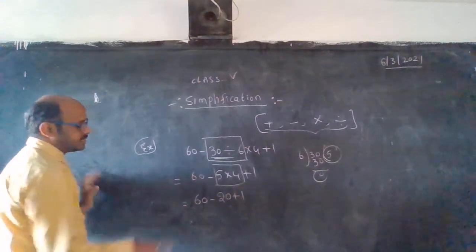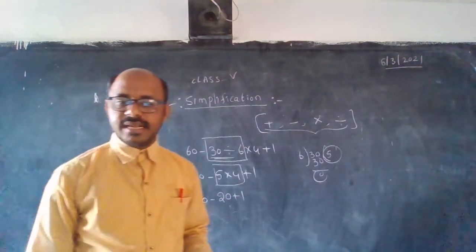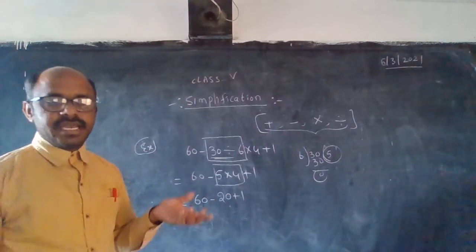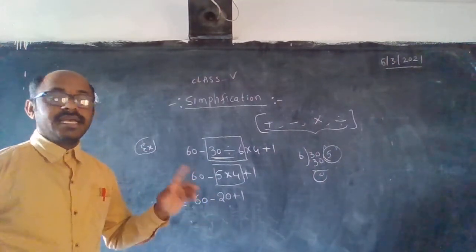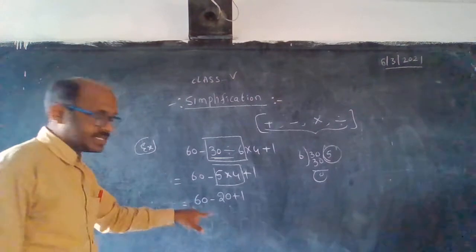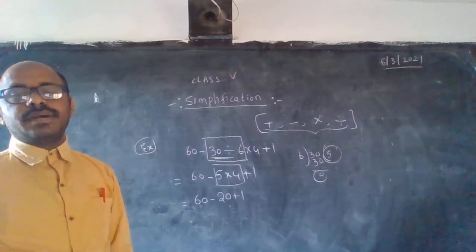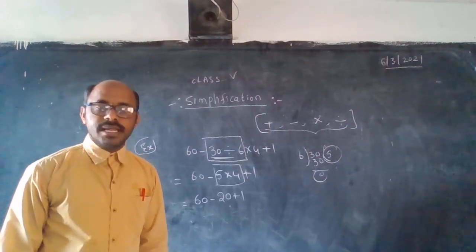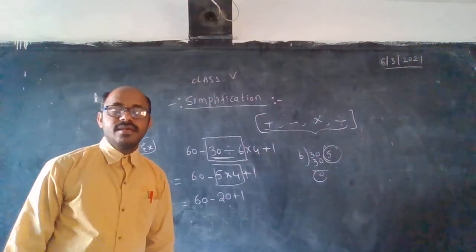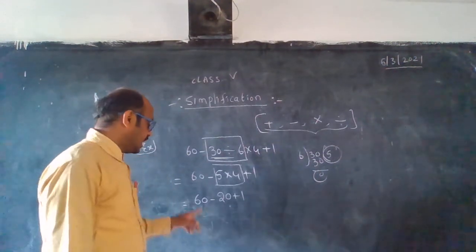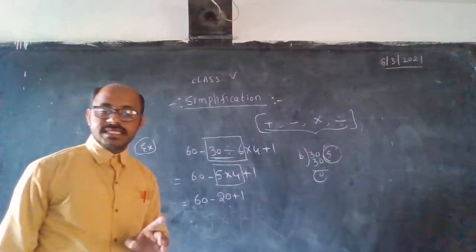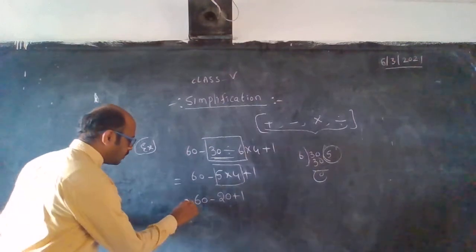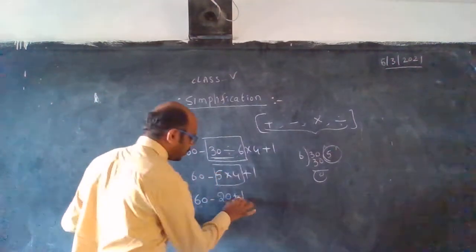See, before 60 there is no symbol. Before 60 there is no symbol, which means we have to consider that there is a plus symbol in front of 60. We will consider it as a plus symbol. What will it be, children? In front of 60 we have to consider an addition symbol. So it will be here plus 60, plus 1.